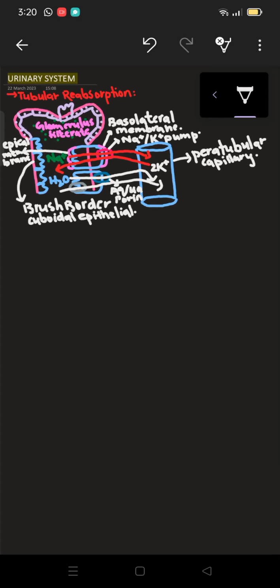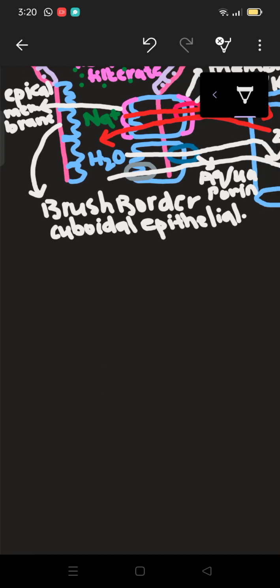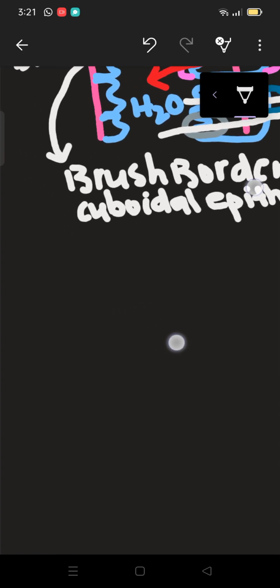So now the question is, how much water is absorbed from the PCT to the peritubular capillaries? So 99% of the reabsorption is done by the PCT. Like 70 to 80% of water plus ions are reabsorbed by the PCT. So maximal reabsorption is done by the PCT. Then we would have reabsorption in the DCT, distal convoluted tubule, as well, but maximum reabsorption is done by the PCT or proximal convoluted tubule.